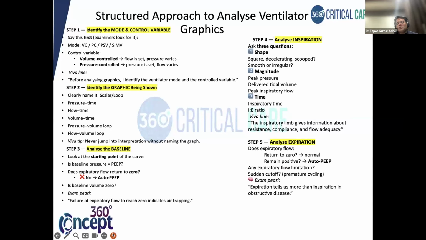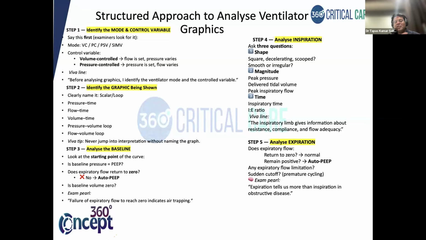Almost 75% of questions in any exam, the examiner would be revolving around auto PEEP. So don't hesitate to use this if your expiratory flow is not returning to 0. Now, if there is any expiratory flow limitation, you will be saying whether you are dealing with premature cycling, sudden cutoff. So here come the 2 concepts, premature cycling or delayed cycling.